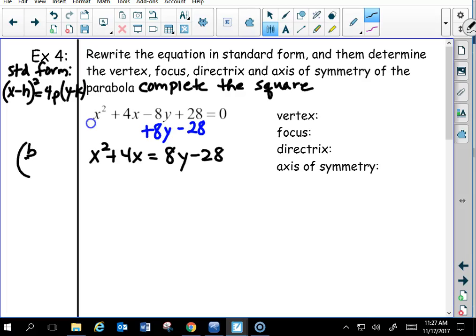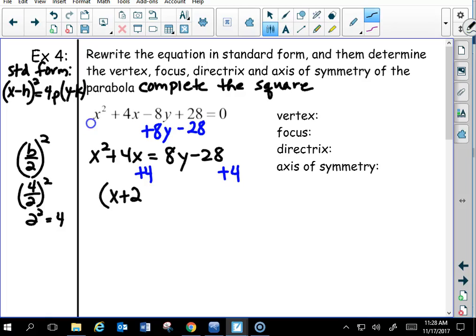And remember, our formula for completing the square is (b over 2) squared. b is 4. So I get 2 squared, which is 4. That means we're going to add 4 to both sides. On the left-hand side, I get x squared plus 4x plus 4. That I can rewrite. Now it's a perfect square trinomial. And on the right-hand side, I'm just going to do the math. Negative 28 plus 4 is negative 24.